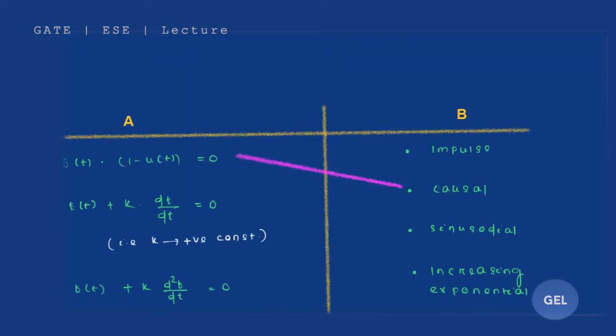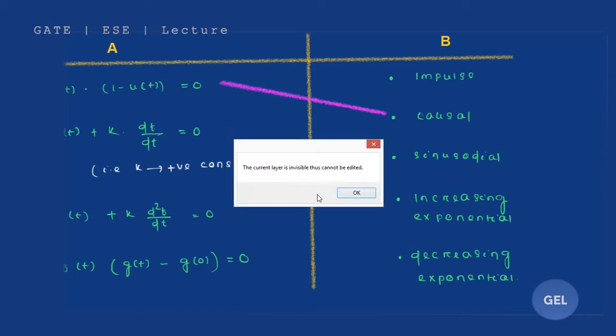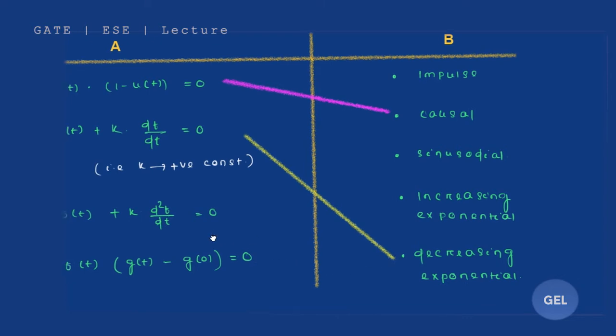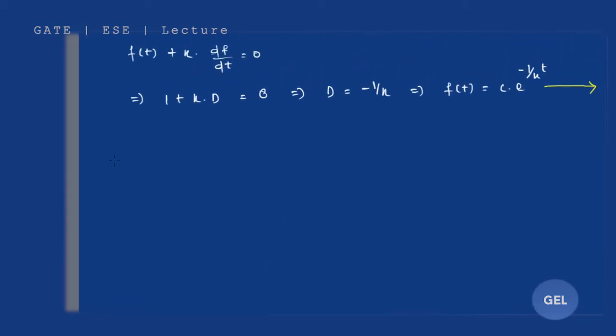Yes or no? So where it is decreasing exponential, you can mark it here, decreasing exponential. Clear hai? Now let's solve this also. If you solve this question, you'll get f of t plus k into d square f by dt square equals to 0. Now if you solve it, 1 plus k d square equals to 0. That means d is plus or minus j root over of 1 by k.